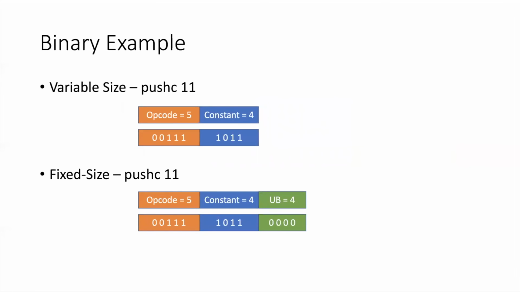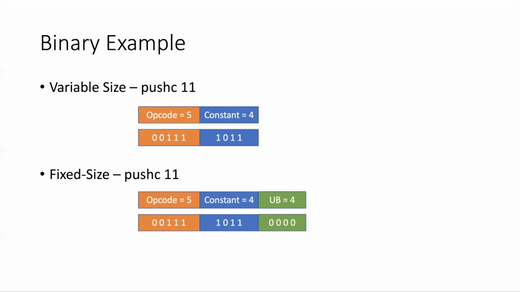I've included a binary example so that you can see the difference between variable size and fixed size using numbers. So for the variable size, we are using the push C11 instruction as an example. For our opcode, which is 5 bits long, push C has a binary code of 00111. So that's what we are going to be using. And then our constant, which is 4 bits, will have a binary value of 1011 because 11 in decimal is 1011 in binary.